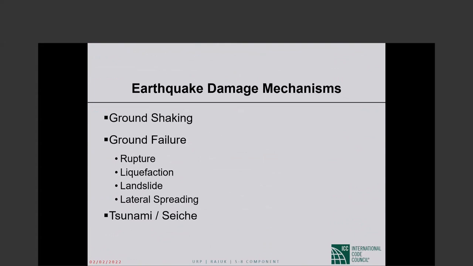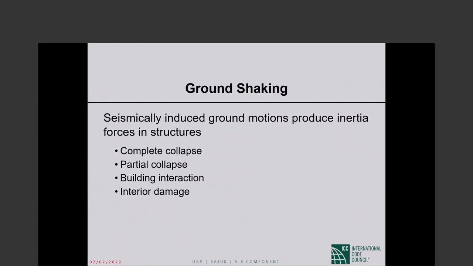Okay, earthquake damage mechanisms. The ground shaking itself can cause damage. And so far we have been talking only about ground shaking, but there are various modes of ground failure as well. Rupture of the ground, liquefaction, landslides, lateral spread, and also tsunami and seiche, which are caused by earthquakes. Okay, so let us look at examples of these things, and then we will go on to topics that are still very important.